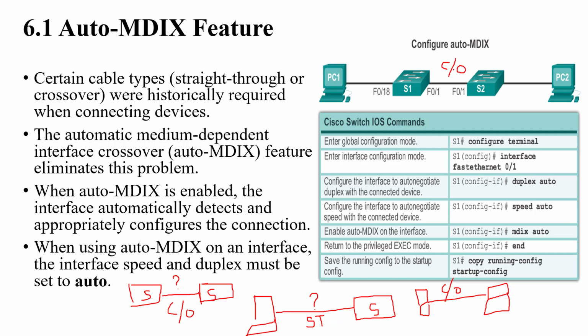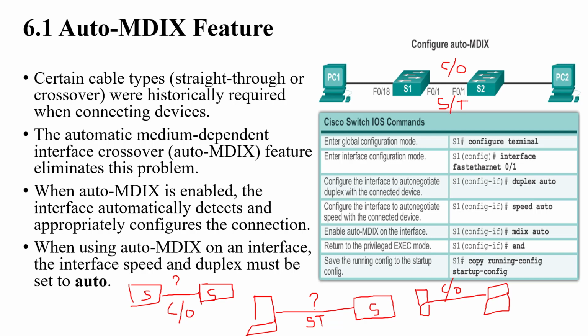Now, suppose I don't have a crossover cable, because many people will not have one. Generally, if you go to the market, you will find only straight through cables; they are available freely. So now I have only a straight through cable. I can connect a straight through cable here. No problem, you can connect.